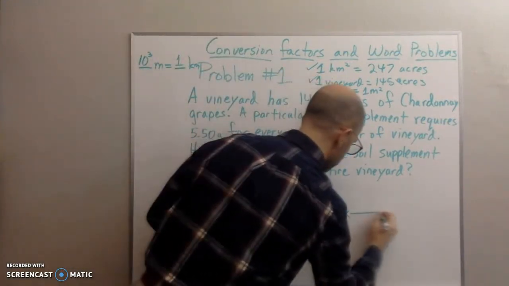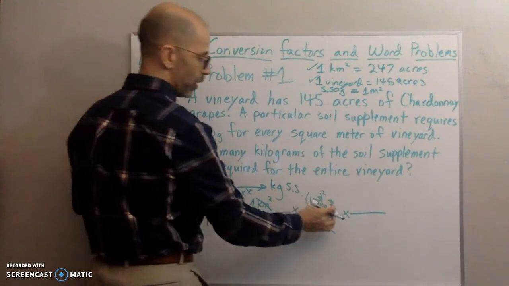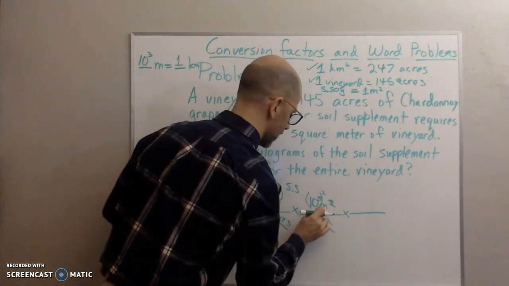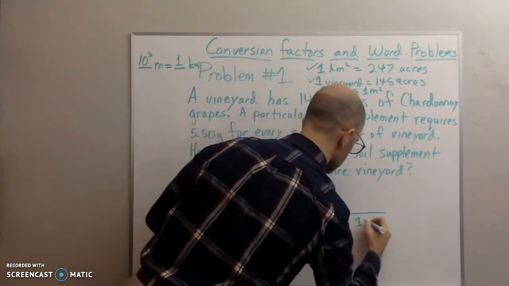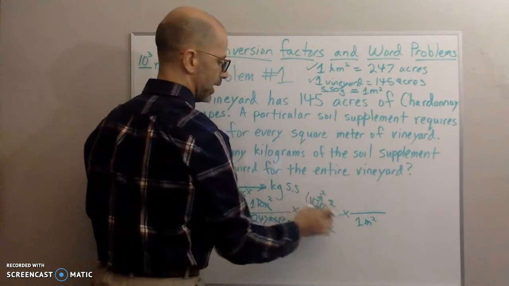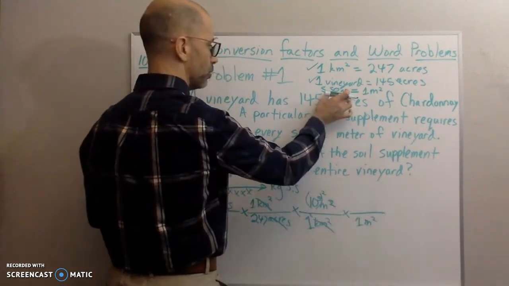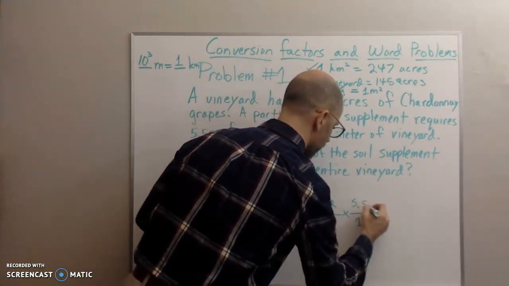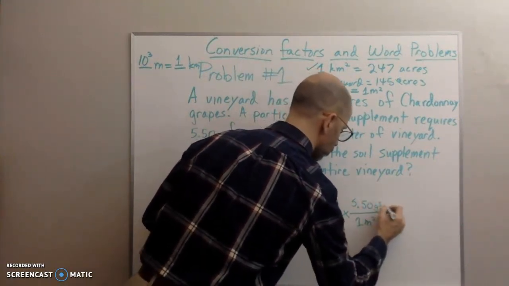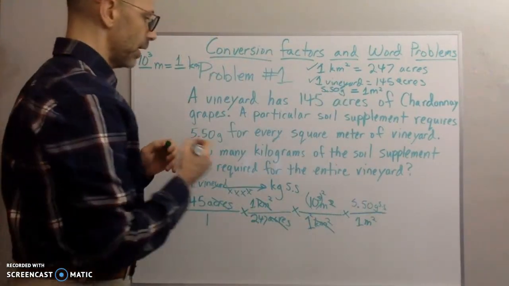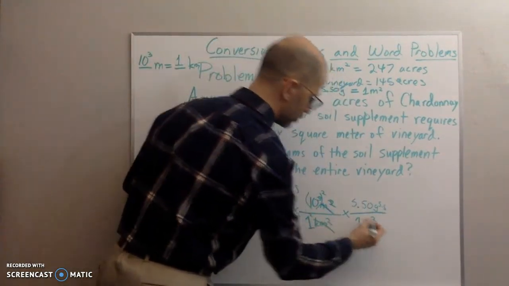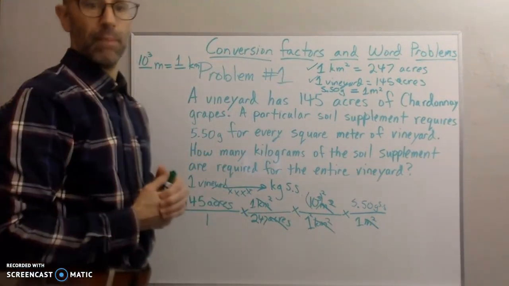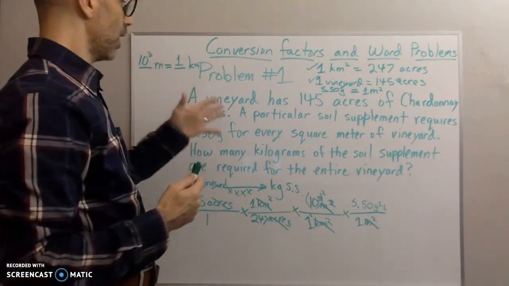So now I keep going, right? I don't have the unit I want, so I keep going. 1 meter squared goes on the bottom because I have it on top. And then on the top, I'm going to put 5.50 grams of the soil supplement. Now meters squared cancels out, and I have grams of the soil supplement. But I'm not done. I need kilograms.